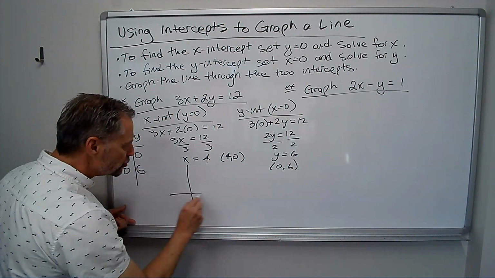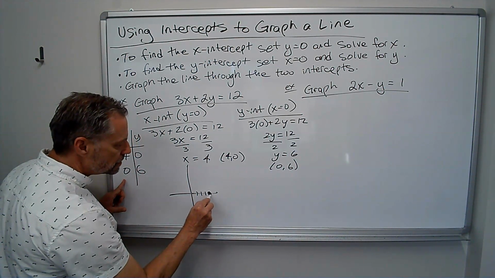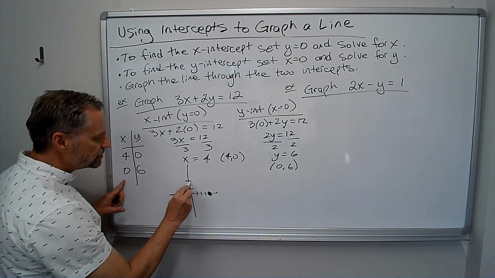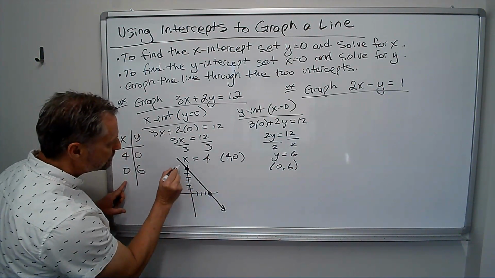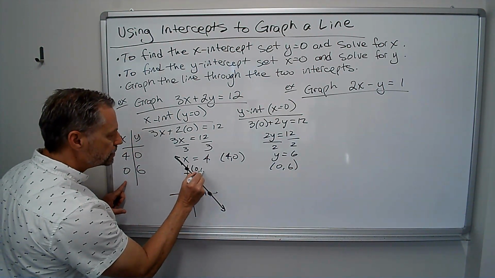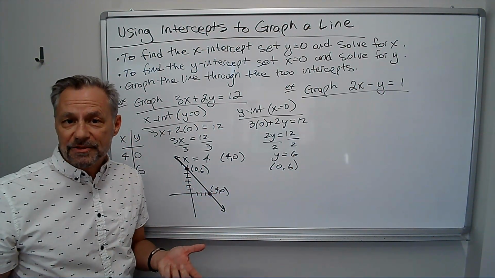But regardless, let's graph these. So I have (4, 0), and (0, 6). And then there's my line. And easy as that, I get the graph.